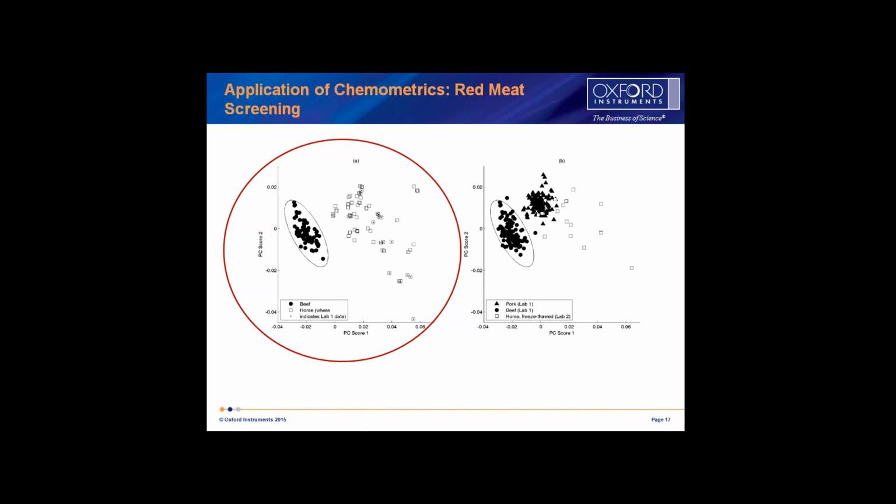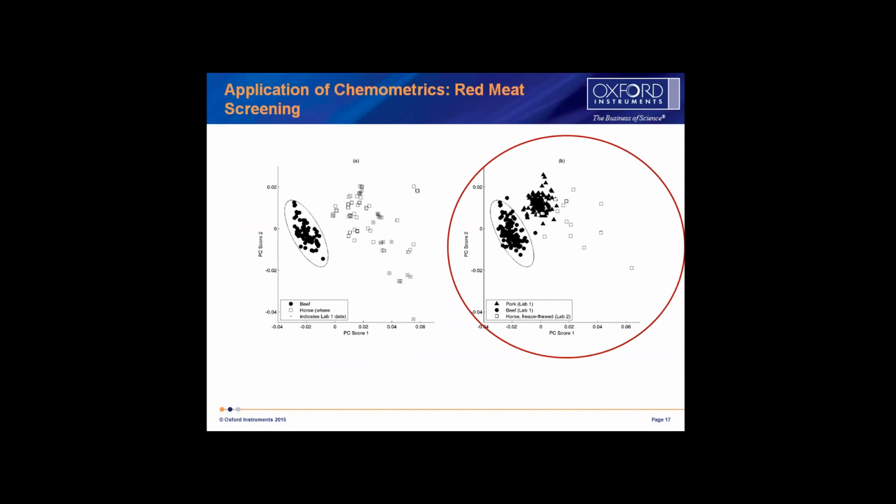Subsequently, we carried out an experiment using the model from the first set of data to screen beef, pork, and horse to identify the beef from the other meat types. We can see that out of the almost 100 data sets that we had, only 2 beef were misclassified as not being beef, and no pork and no horse was passed through as beef.